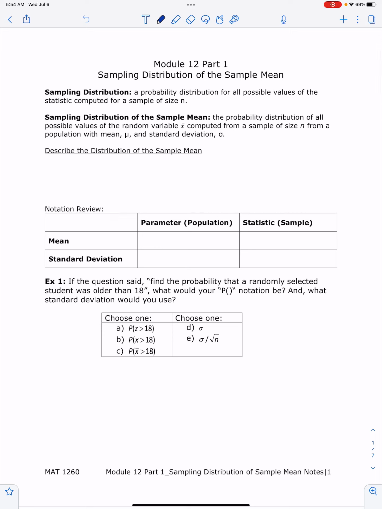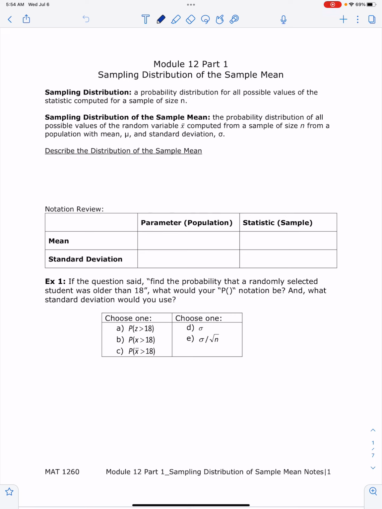Welcome to the Mod 12 Part 1 notes. This is sampling distributions of sample means. And it takes a minute to wrap your head around what a sampling distribution is. There is a link for an animation that will help, and I will walk through that a little on the next page.